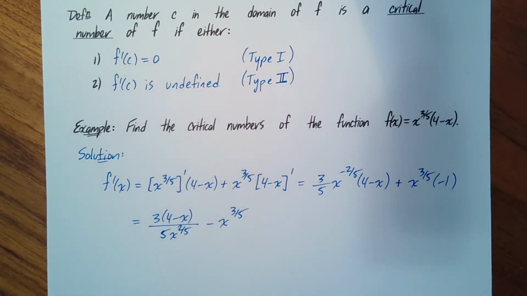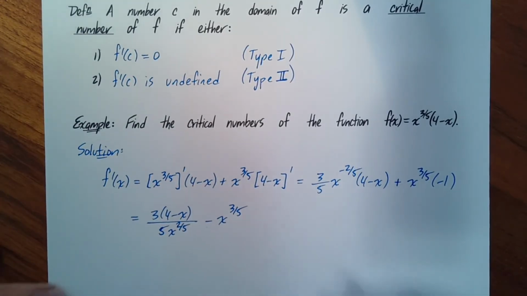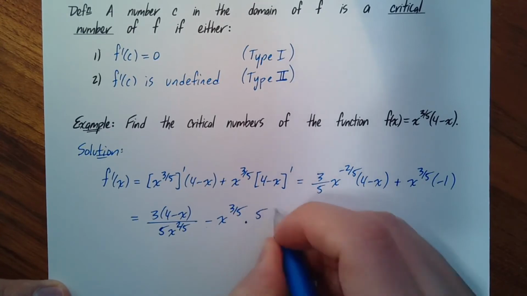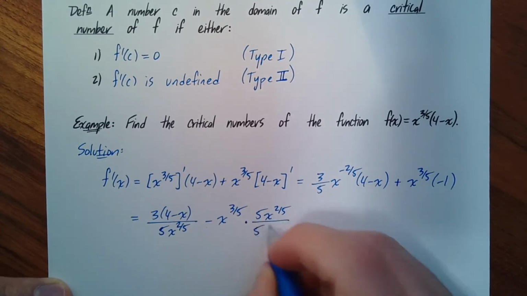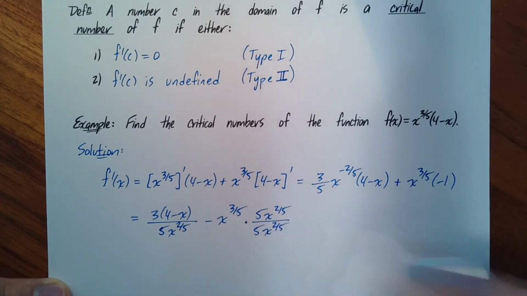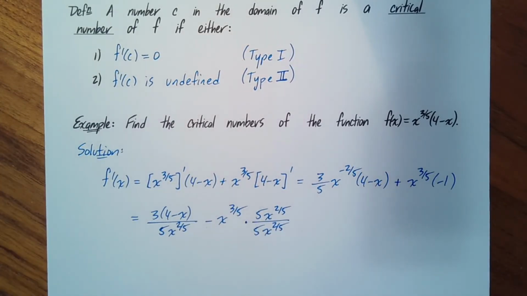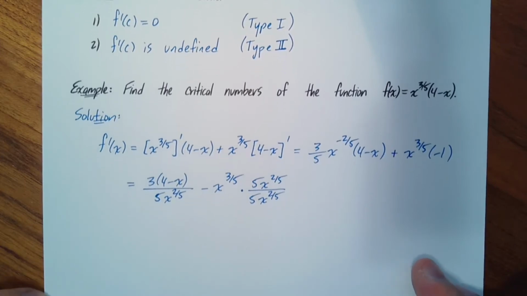Okay, well, now what? Well, we've got a fraction minus some other expression that's not a fraction. Why don't we get a common denominator and write it as a single fraction? So let's just multiply this second term by 5x to the 2/5 divided by 5x to the 2/5. All right, so what happens?